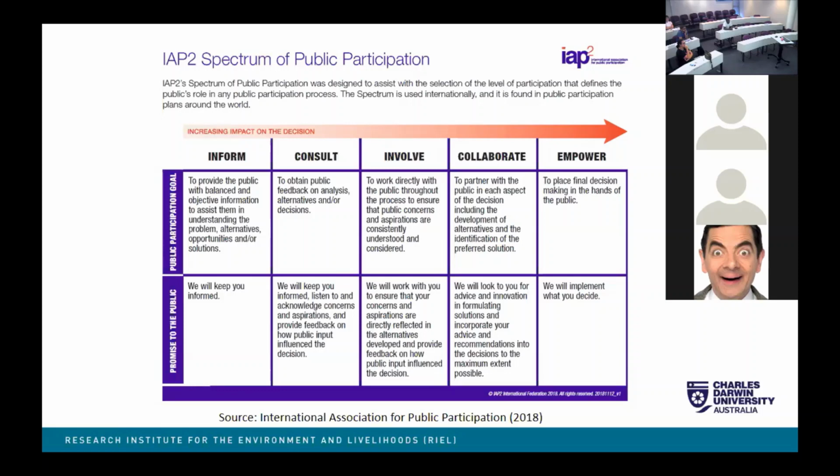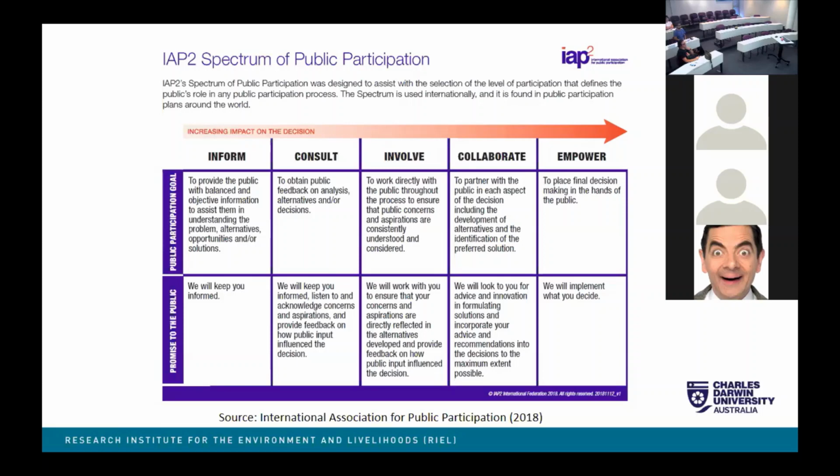This organisation's name. And then they're saying, in order to do that, there's a promise to the public, which is, we'll keep you informed. There's an implicit promise in starting this process with people. Next, we'll keep you informed, listen to, acknowledge and provide feedback on how public input has influenced the decision. We'll work with you to ensure that your concerns and aspirations are directly reflected in the alternatives developed and provide feedback on how public input influenced the decision.